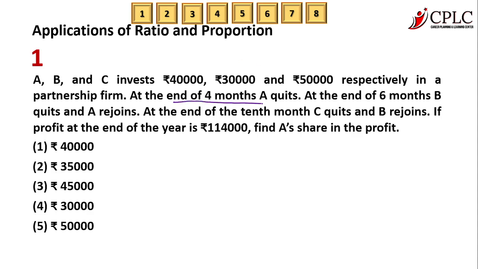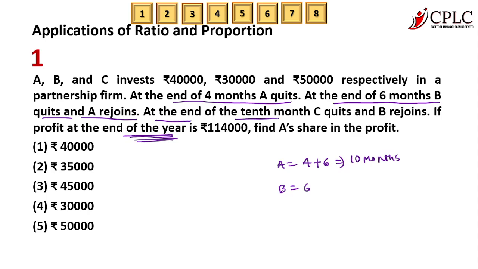So at the end of 4 months, A quits, so A has worked for 4 months. Then at the end of 6 months, B quits. Okay, so B has worked for 6 months, and A rejoins. So A has come back for the last 6 months, because the duration of 1 year is given also. So effectively we can say A has worked for 10 months. Left after 4 months, came back after 6 months when B has left.